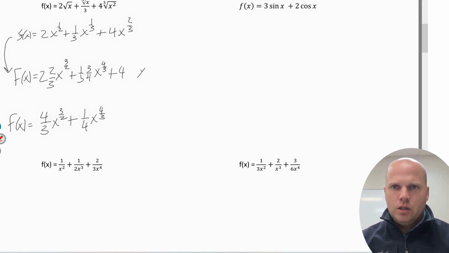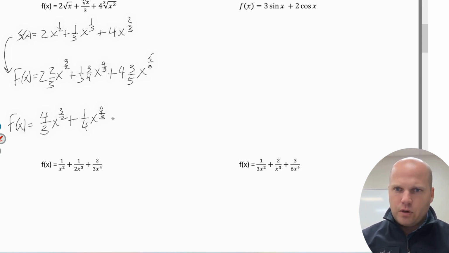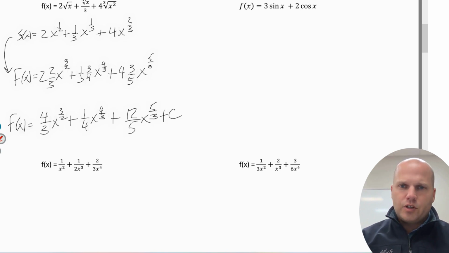Leave the 4, take the antiderivative, add 1, multiply by the reciprocal. The 5/3 will come down. Boom, goes red, leaves the 4. Combine when we're taking the antiderivative. Don't forget your plus c.